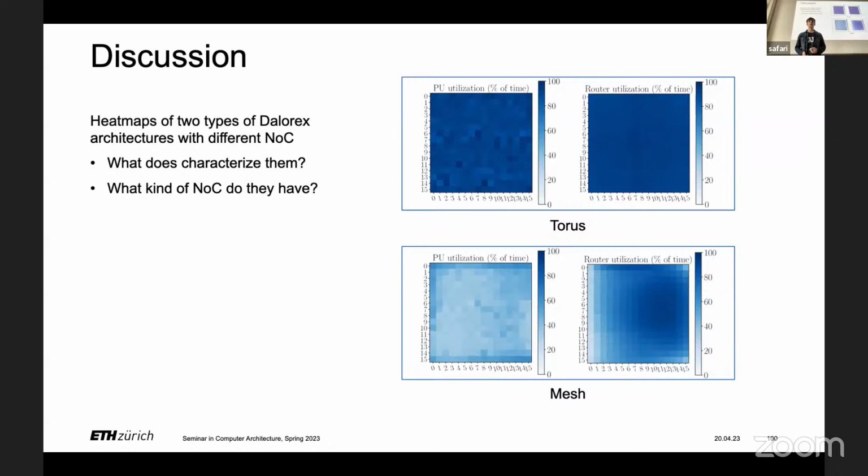And the one below is the mesh one, the one that is less performing. As you can see, for example, in the image to the left, at the borders you are going to have more processing unit utilization. This is simply because the tiles, the processing units at the borders, do not have as many neighboring tiles as the ones in the middle, and so on.